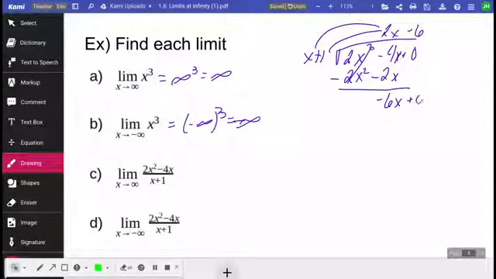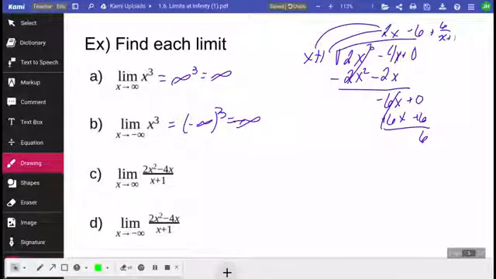I'm going to bring down my placeholder. Negative 6 times x is negative 6x. Negative 6 times 1 is negative 6. Draw your line. Change your signs. And then I'm left with 6. And as a remainder, what you do is you write it as a fraction: your remainder divided by what you were dividing by. And so I have this.